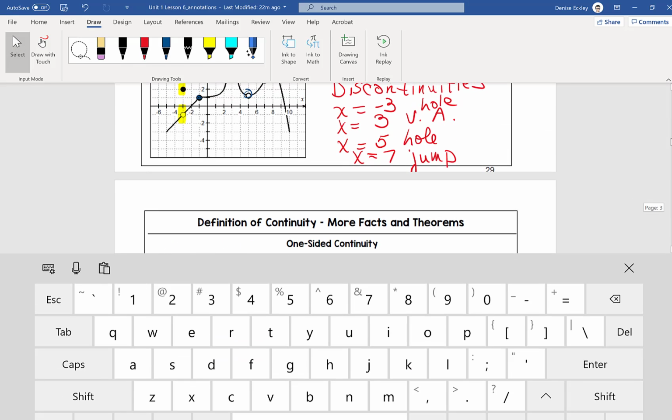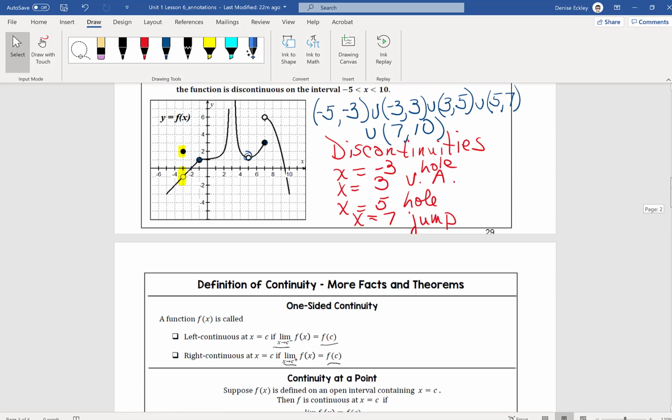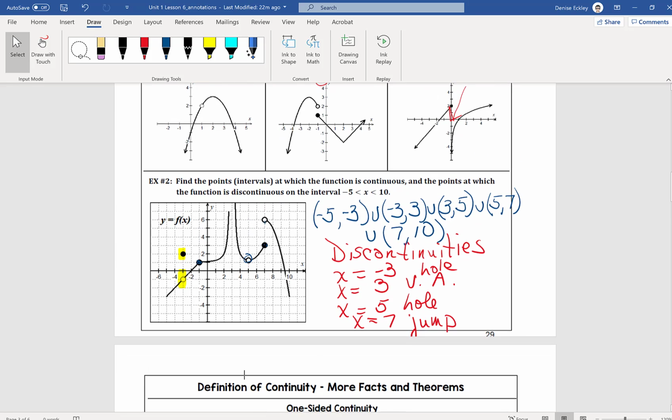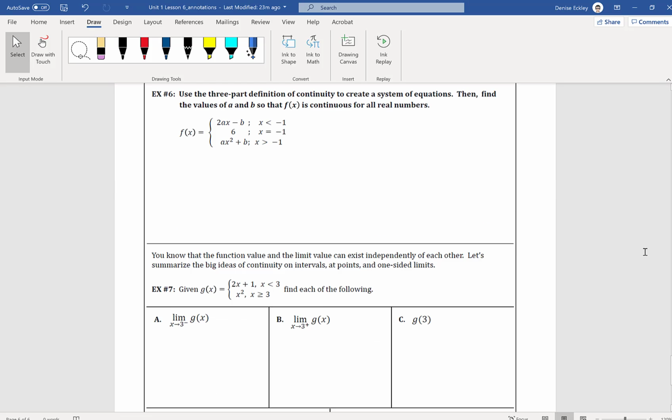So if we look at this example 2 here, we had that at x equals 7. You can see that here because we had left-hand continuity because the limit from the left and the value of the function were the same. And at x equals -1, we could say we had left-hand and right-hand continuity because it's continuous. So anything that is continuous, you can say that it's also one-sided continuous as well.